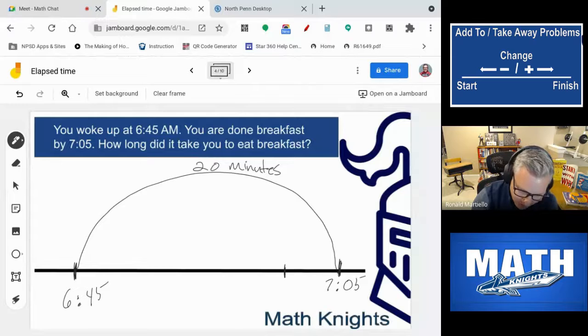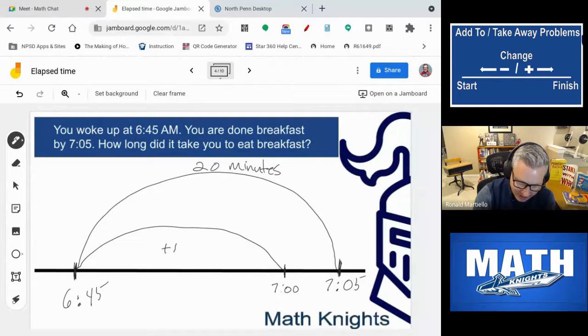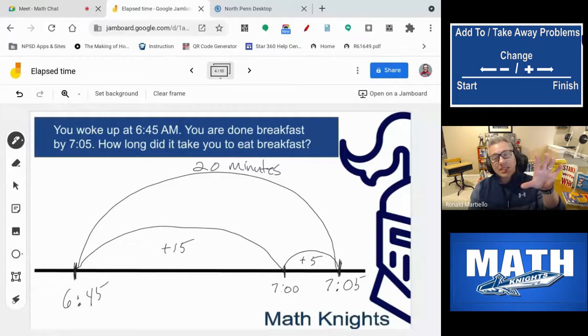7 o'clock. And I know that from 6:45 to 7 o'clock, I add 15 minutes. And then from 7 o'clock to 7:05, I add 5 more minutes. And then I know both of those together equal the full 20. Again, that's the way my brain saw it. Your brain may have seen it differently. This is that opportunity for students to find their own pathway through the problem.